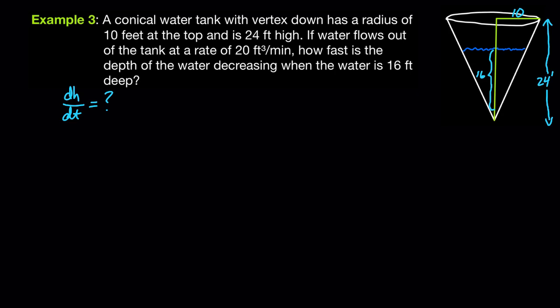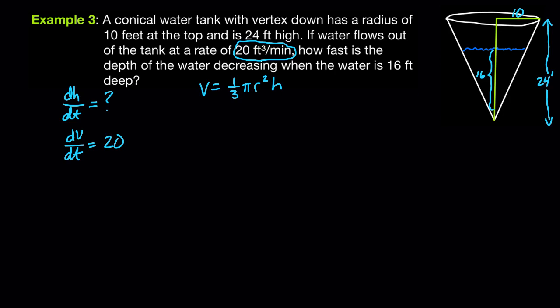All right, well, with this, we are given 20 cubic feet per minute. That is a volume, and it's a rate at which the volume is changing. So that is our dV/dt measurement, which means we need a volume of a cone formula. The volume of a cone is 1/3 pi r squared times h.